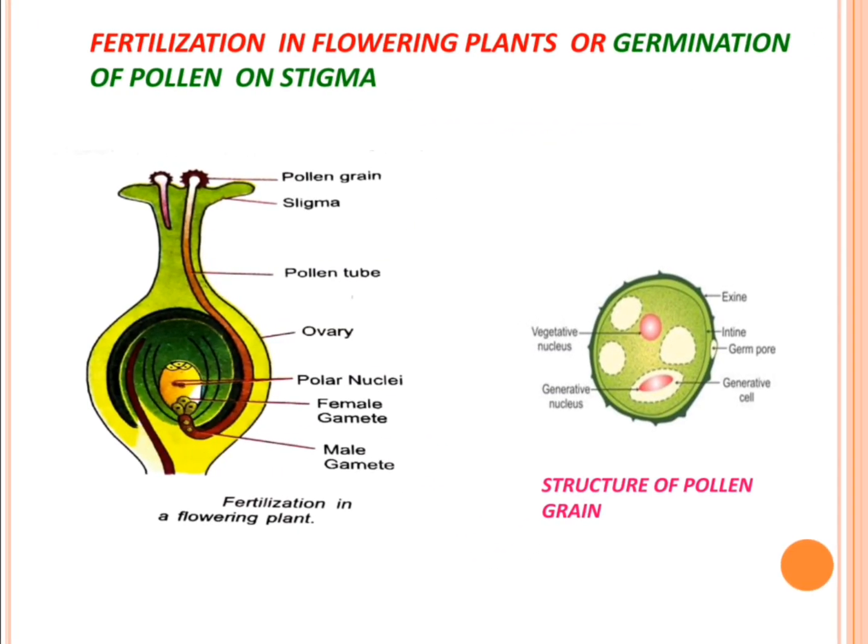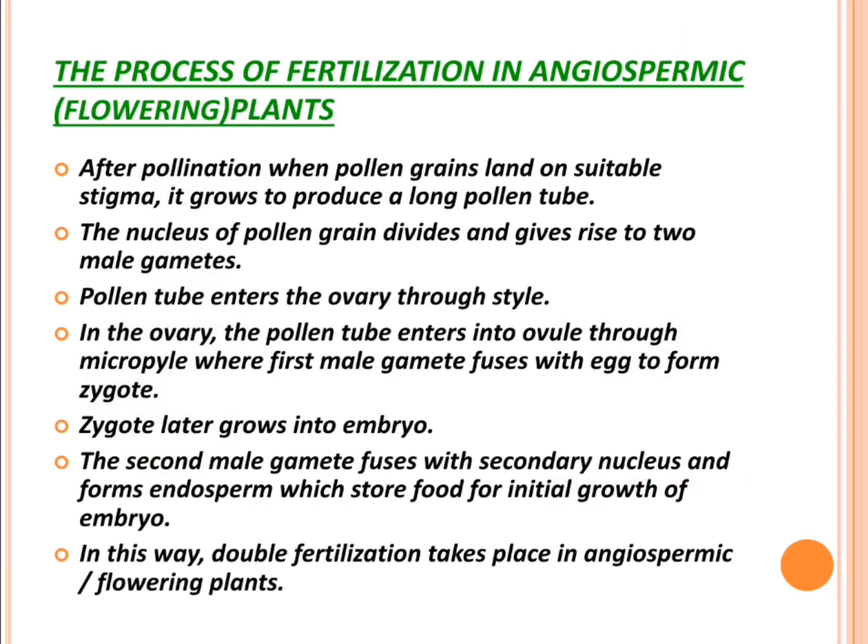Let us see once again the process of fertilization in angiospermic or flowering plants. Let us recall what you have learned with the help of the diagram in this previous slide: after pollination, when pollen grains land on a suitable stigma, it grows to produce a long pollen tube. The nucleus of the pollen grain divides and gives rise to two male gametes. The pollen tube enters the ovary through the style. In the ovary, the pollen tube enters the ovule through the micropyle.